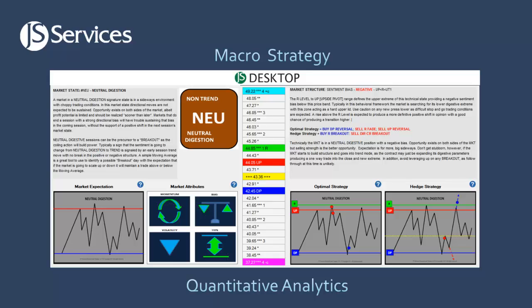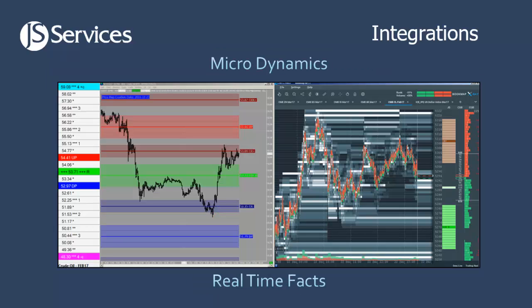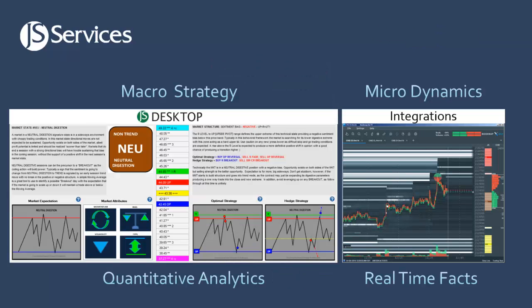condition. JSServices provides this foundation with its quantitative analytics that offer a macro strategy to standardize trading tactics, which can be enhanced with JSServices application integrations that integrate microdynamics and real-time order book events into your workflow to improve intuitive decision-making.